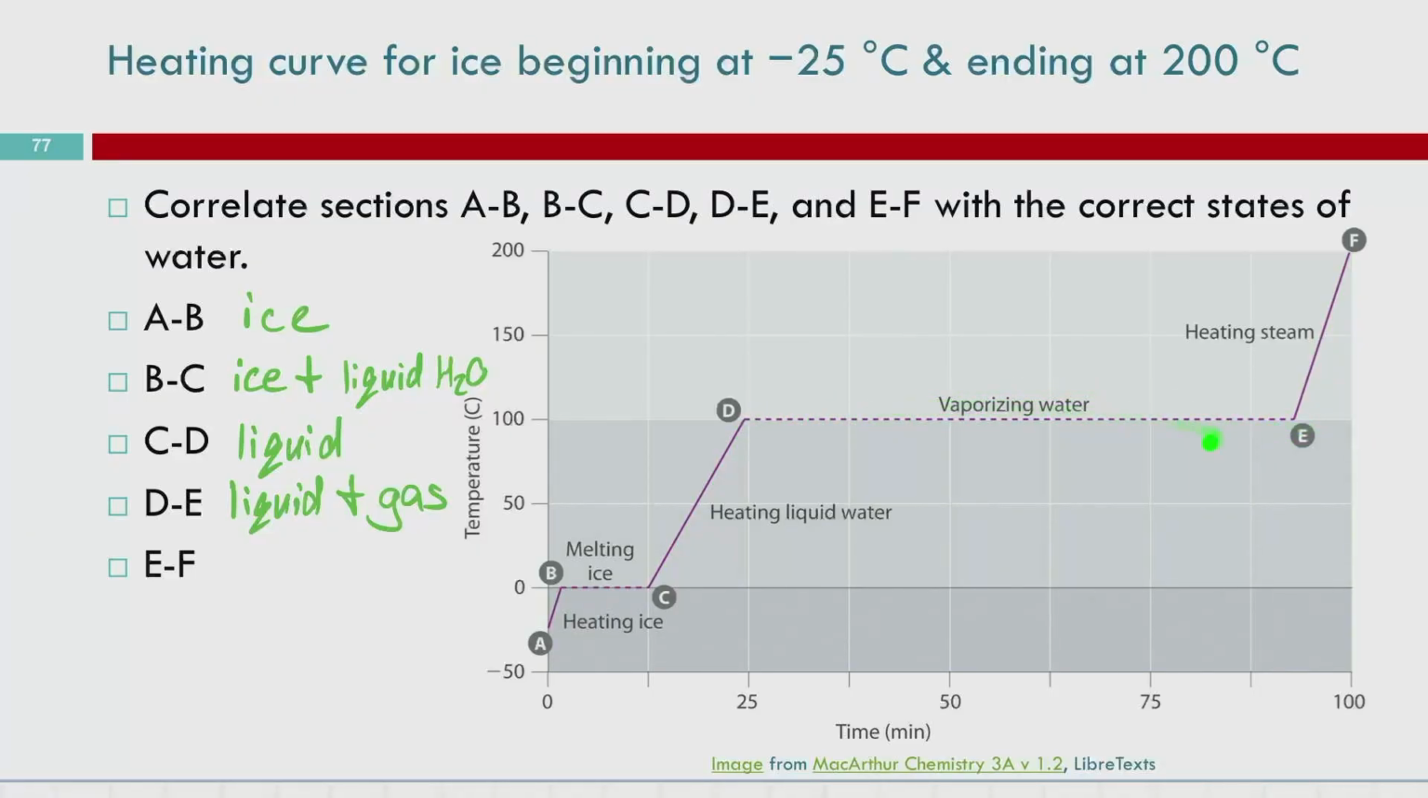The D to E segment is so much longer than our B to C segment because our delta H vap, or heat of vaporization, is like 6.5 times bigger than our delta H fusion, the amount of heat that we need to melt ice. And then the temperature can go up only once all of the liquid is gone. So the liquid is now gone at E, and it's just gas. And so the steam can heat up.